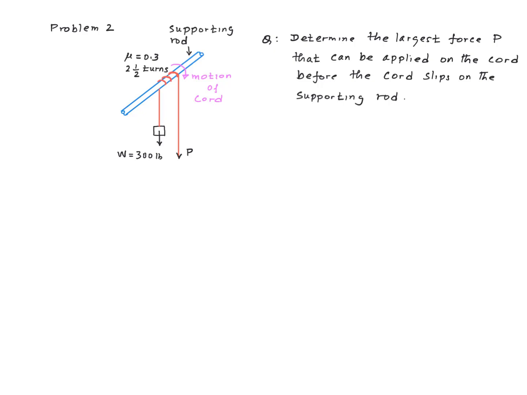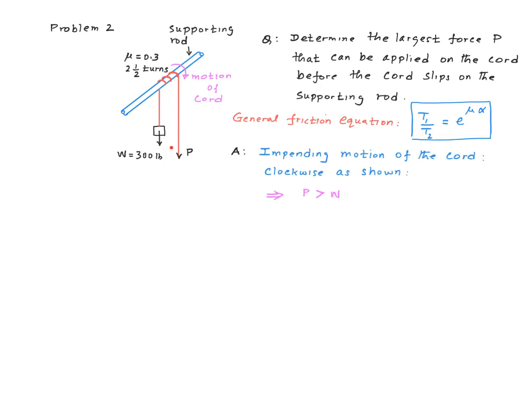Let's keep the general friction equation for a roller cord system here. We know that if we pull on the cord with a large enough force, the cord is going to be moving vertically down, and therefore this is the impending motion of the cord, right?